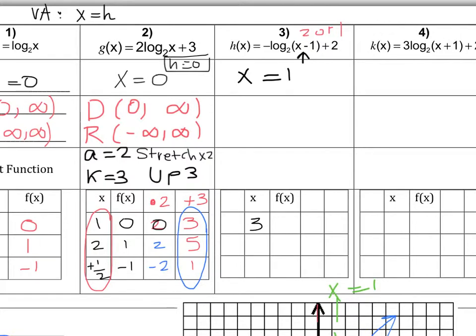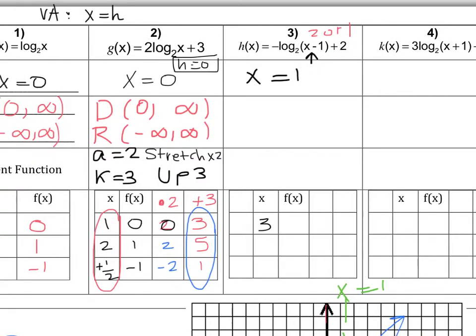let me show you the work. So basically my negative log base 2 of 3 minus 1, which is a 2, plus 2. Now we know that log base 2 of 2 is a 1, so negative 1 plus 2 would be a 1, so the y would be a 1. So that's the work. And again, you can do this any way you like. You can use the parent function, you can use this method.